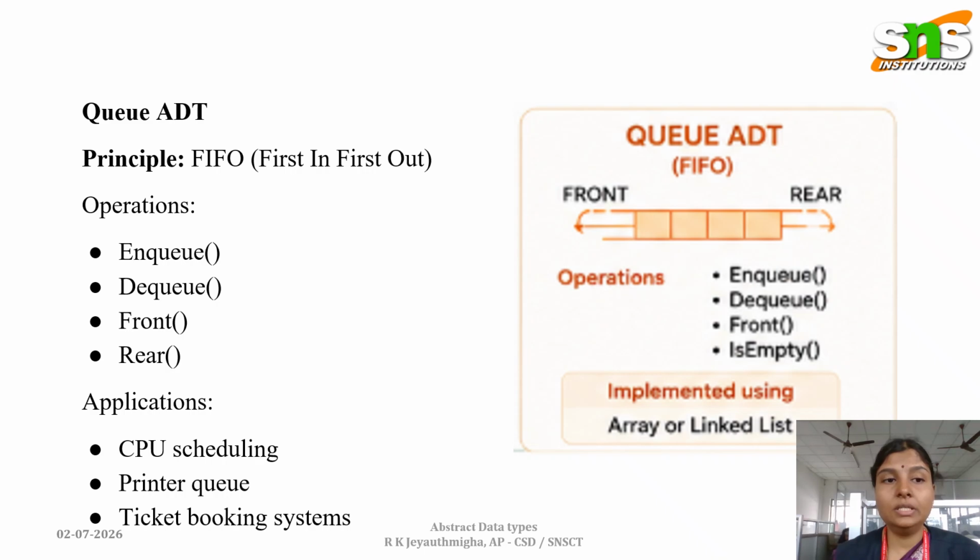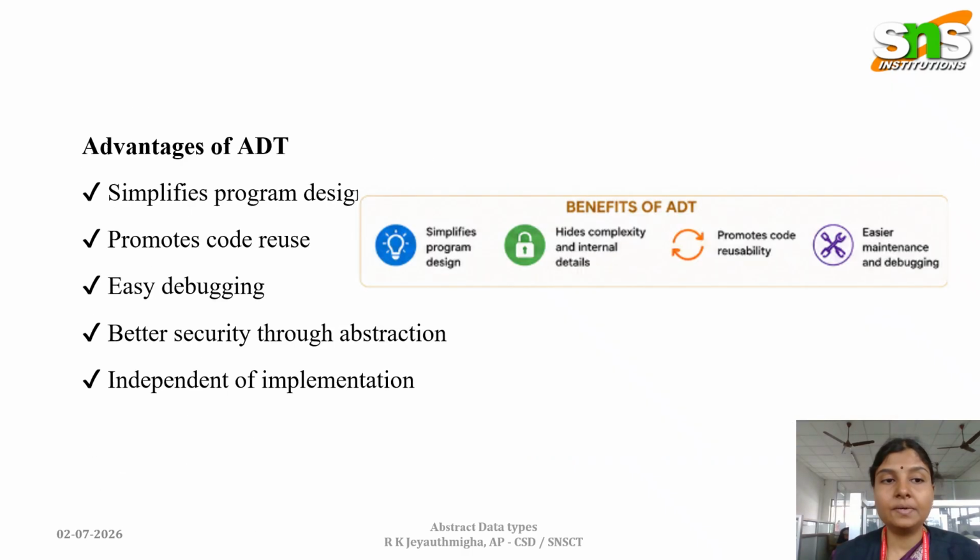In Queue ADT, the principle is FIFO, that is, first in, first out. The operations are enqueue, dequeue, front, and rear. The applications of Queue ADT are CPU scheduling, printer queue, and ticket booking systems.